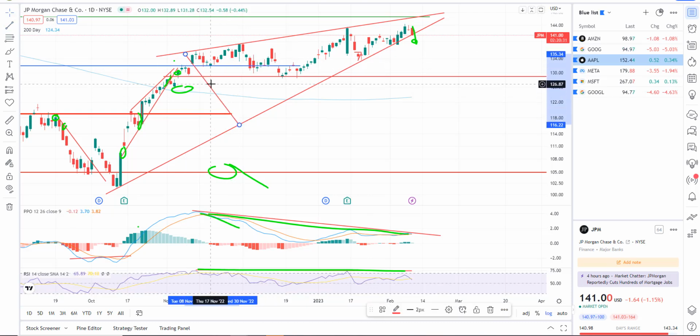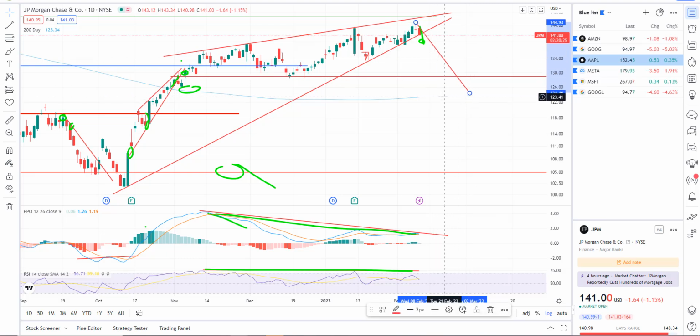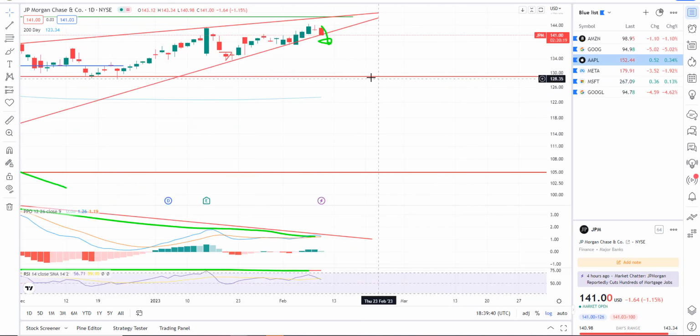The projected target on this is actually much lower. Here's the widest part of the wedge. And I think this is projecting us for a move down to the 200, about 123. But there is some support there at 129. So that's what to look for.